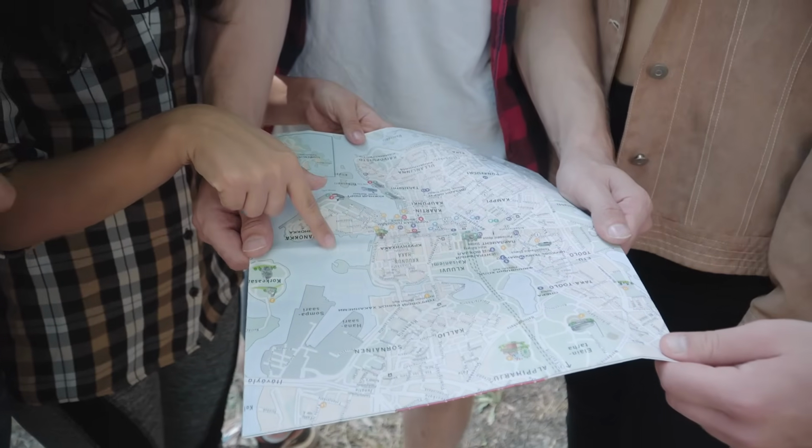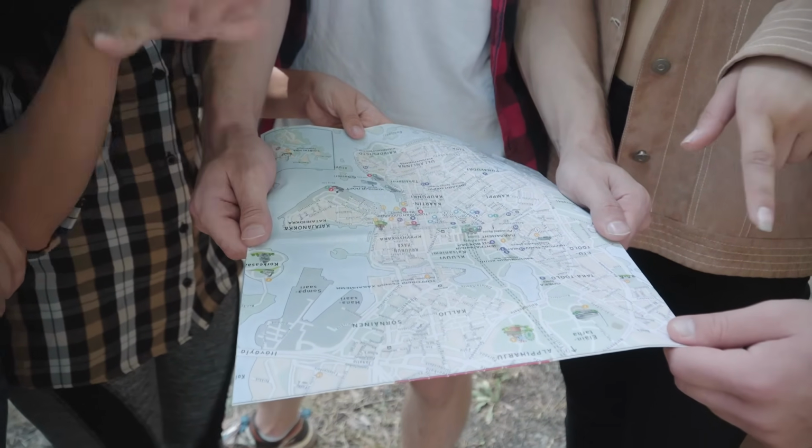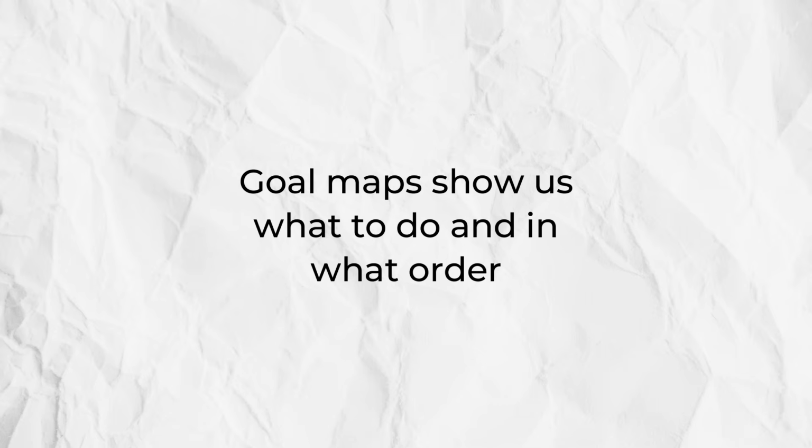Similar to how a map shows you how to get from where you are to where you want to be, a goal map shows us how to get from our current goal not achieved state to having accomplished our goals. A goal map will show you what to do and in what order.